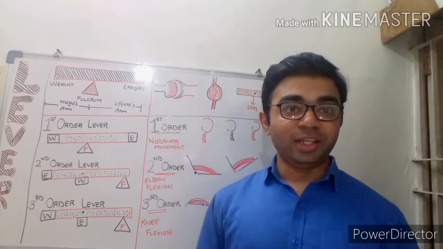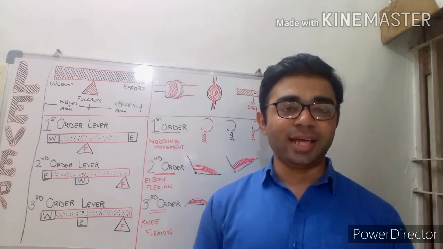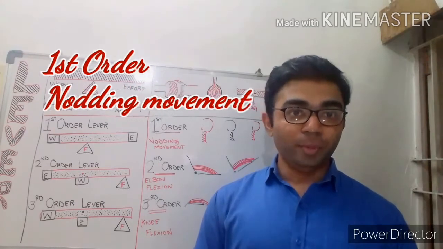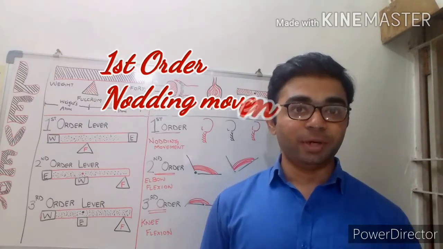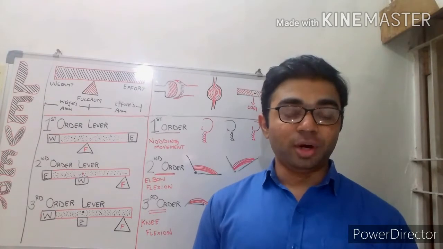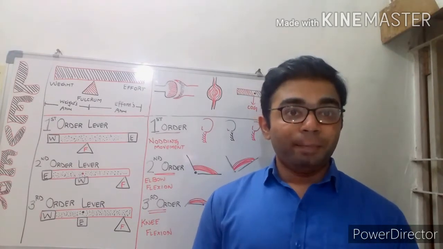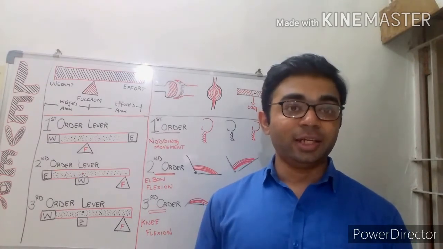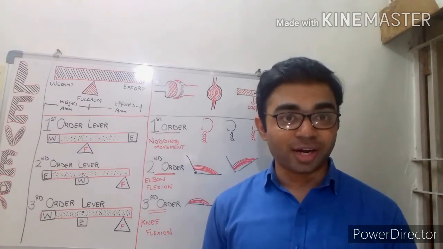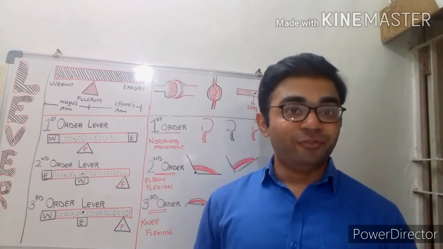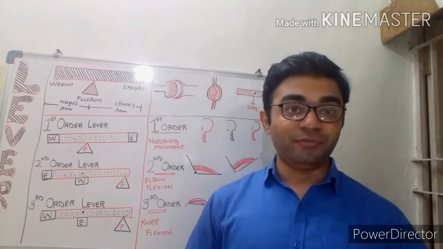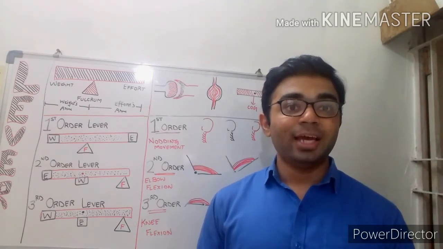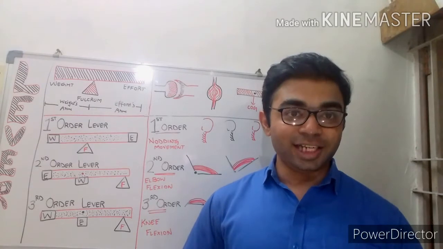The nodding movement of the head is the first and very easy to understand example. So here the nodding movement occurs at the atlanto-occipital joint, which works as a fulcrum. Cervical extensor muscles are the effort, or I can say the point of application of force, the muscular contraction of these muscles. And the weight of the front portion of our face, which includes the mandible as well as the facial bones, works as a weight or the resistance in this lever system.